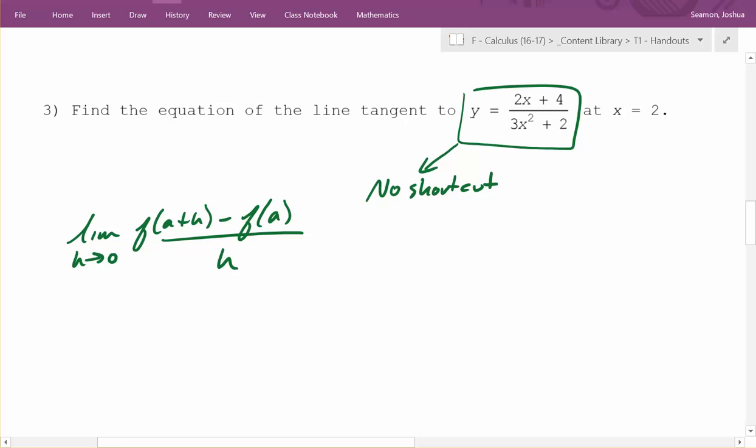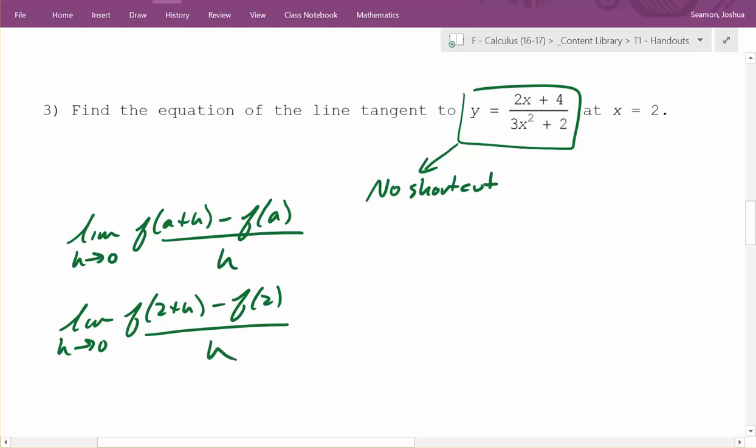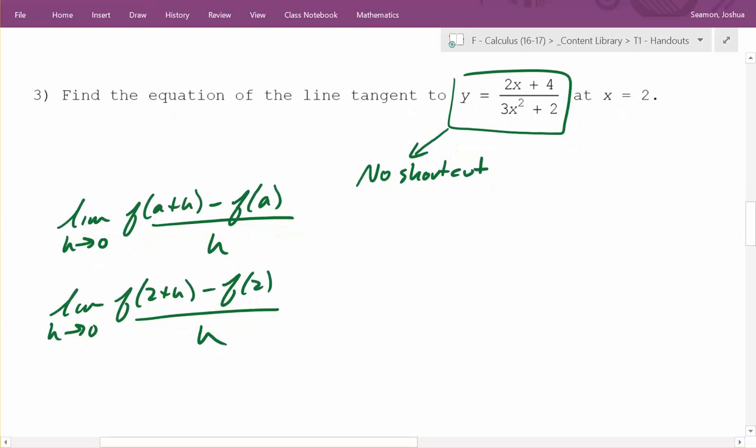So if we're finding the derivative at x equals 2, what are we plugging in for a? 2. So we'd be doing the limit as h goes to 0 of f of 2 plus h minus f of 2 all over h. Okay, that's nice. Now, does the algebra get a little annoying? Sure. What would this look like?